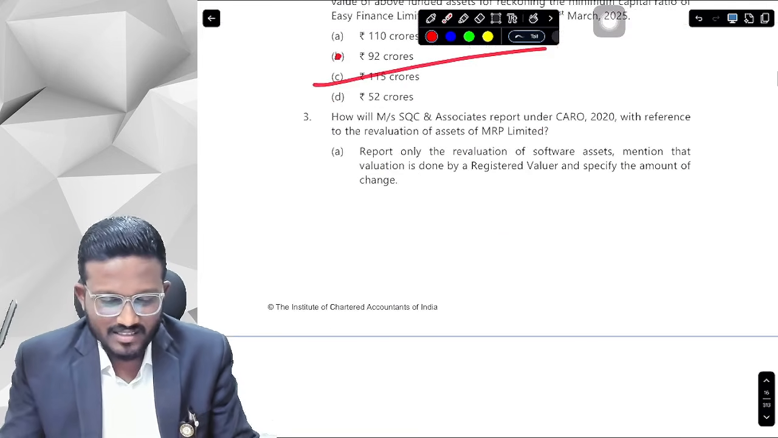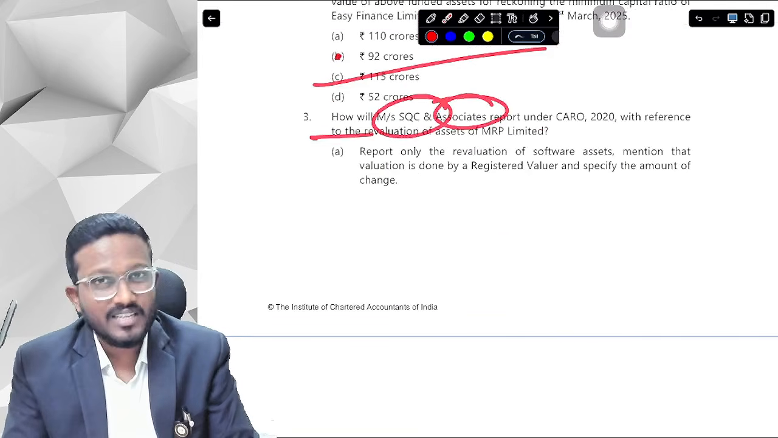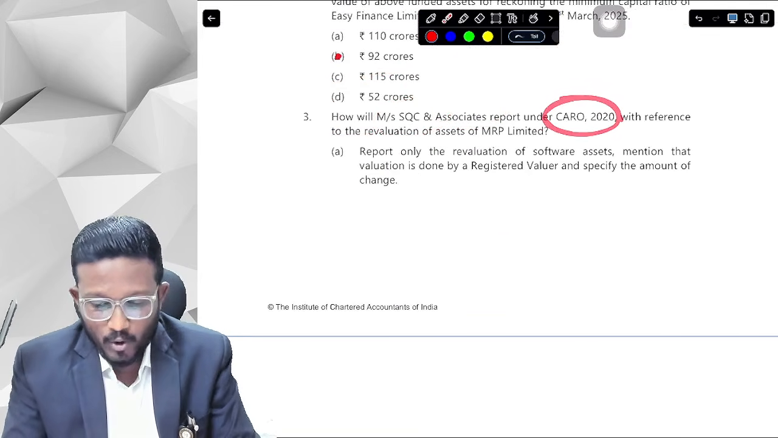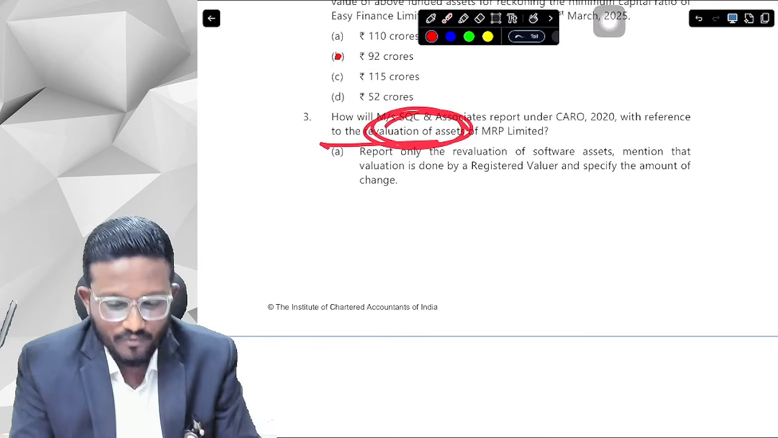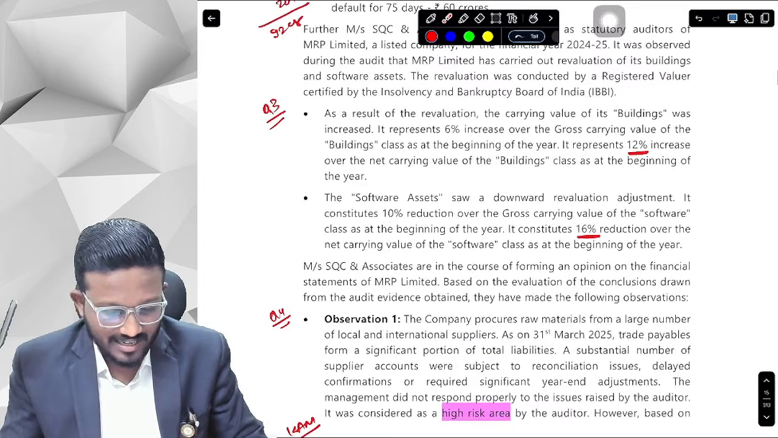92 crores. Next is how will Messrs SQ and Associates report under CARO 2020 with reference to revaluation of assets. So there was a revaluation of assets. Let's see where is the revaluation.